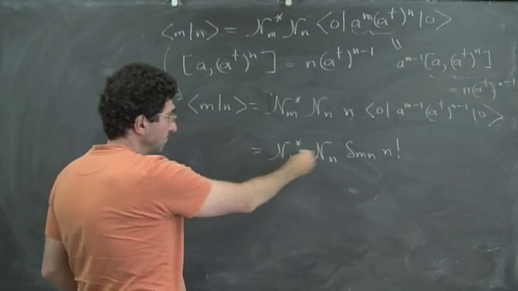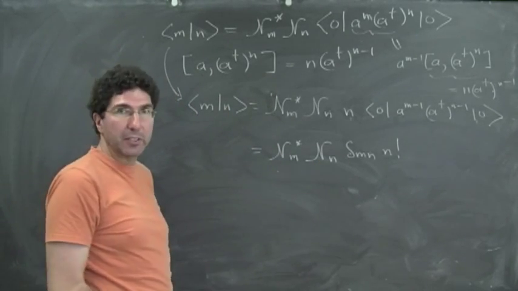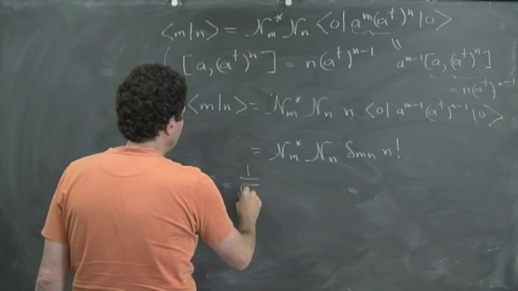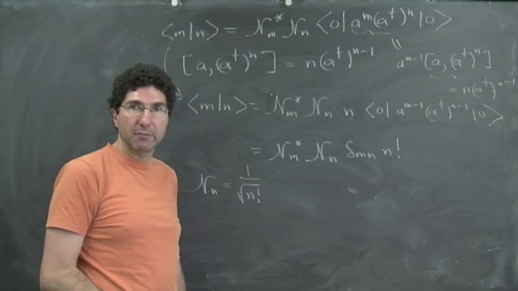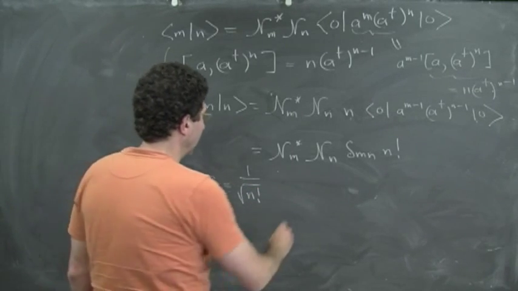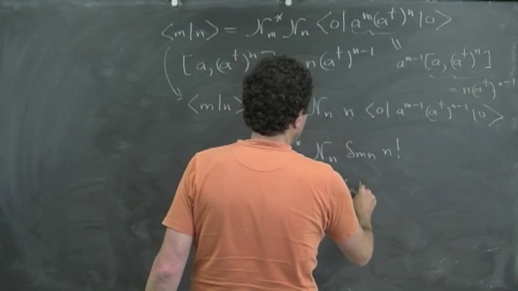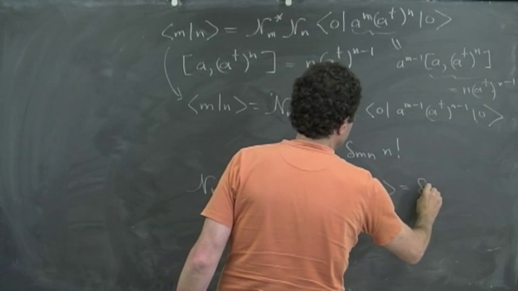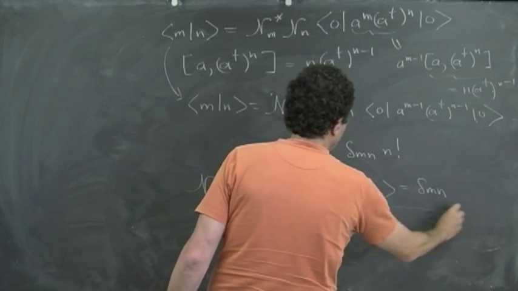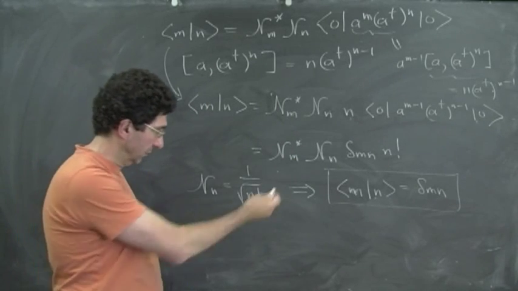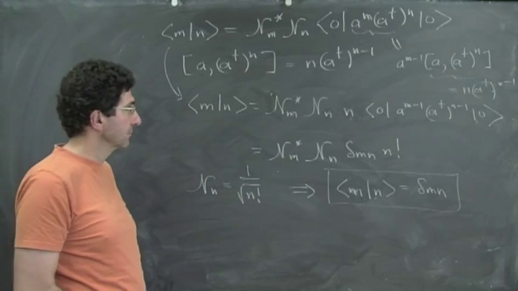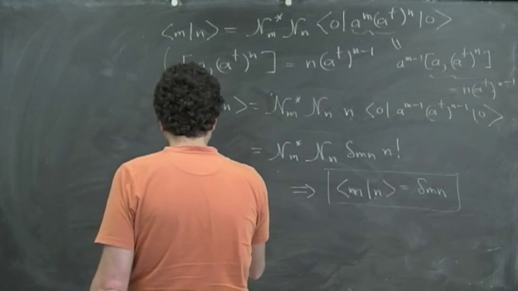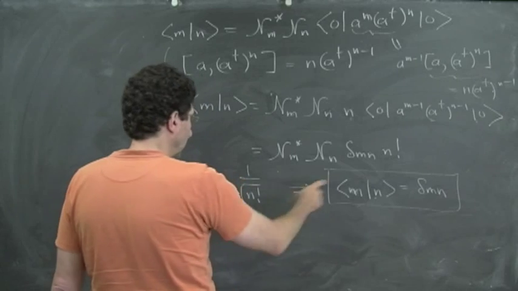So good. We can see from this that the convenient thing to do is to choose this normalization factor to be 1 over the square root of n factorial. If we do that, what we see is that the overlap ⟨m|n⟩ of these states is just δ_mn. They're just orthonormal. Okay? And now you can just compute in the same sort of way with this normalization.